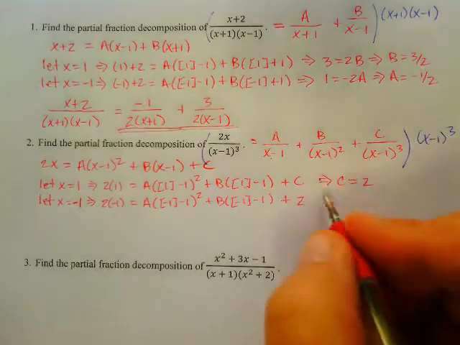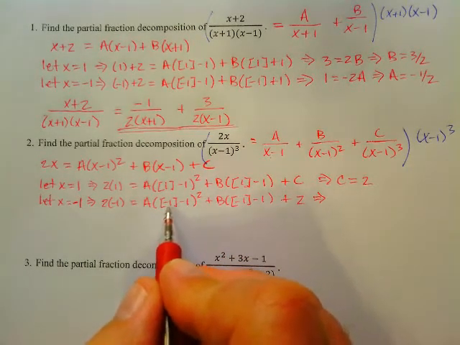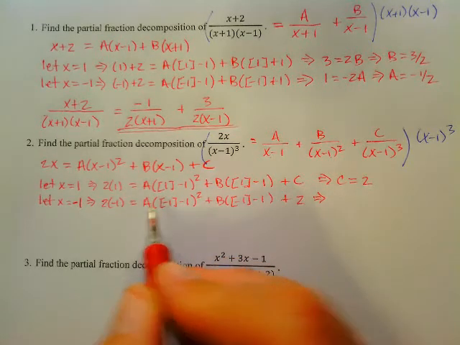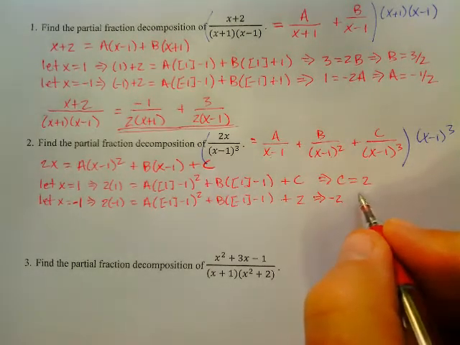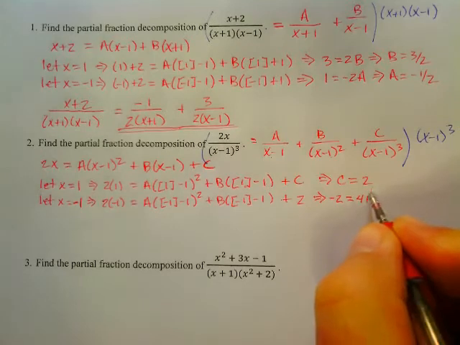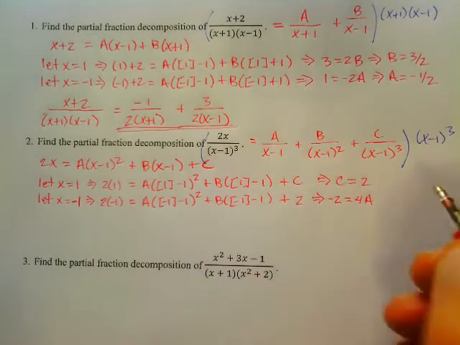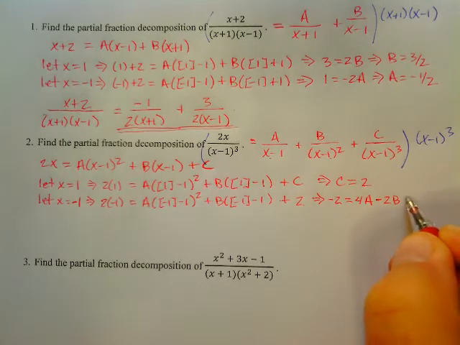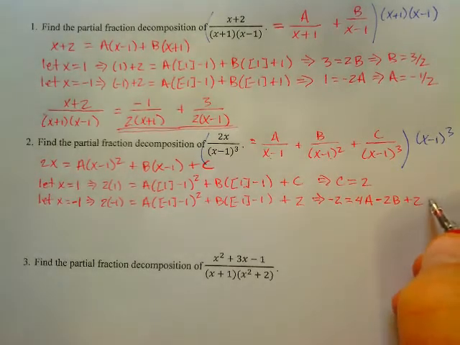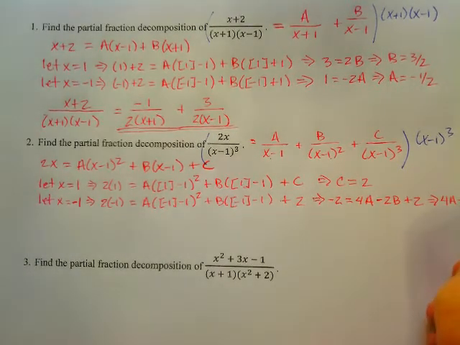Now, this is going to give us negative 2 squared, so that's 4. So we're going to have negative 2 equals 4a, and then we're going to have a here, that'll just be negative 2b. And then we've got plus 2. And that we can simplify to 4a minus 2b equals negative 4.